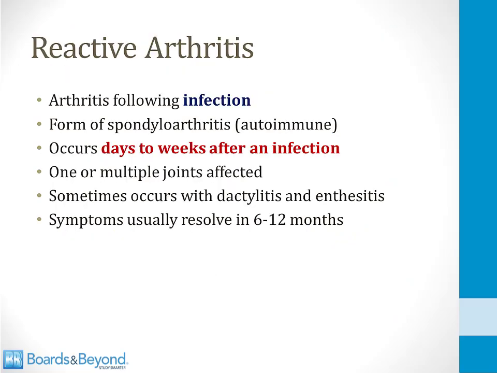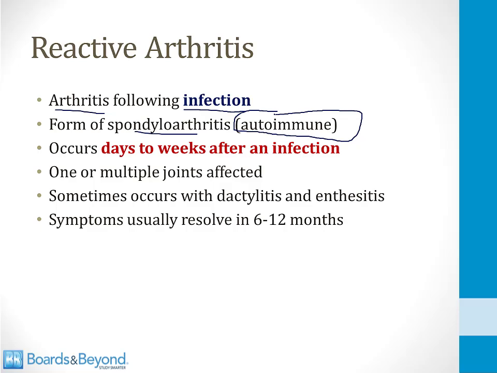The last disorder we'll talk about is reactive arthritis, and it's called reactive because it's an arthritic condition that follows an infection, and therefore it is reacting to the infection. It's a form of spondyloarthritis, and that means it's autoimmune, and this is important for your board. So if they describe to you arthritis following an infection, you might be inclined to think that that's spread of the infection to a joint.